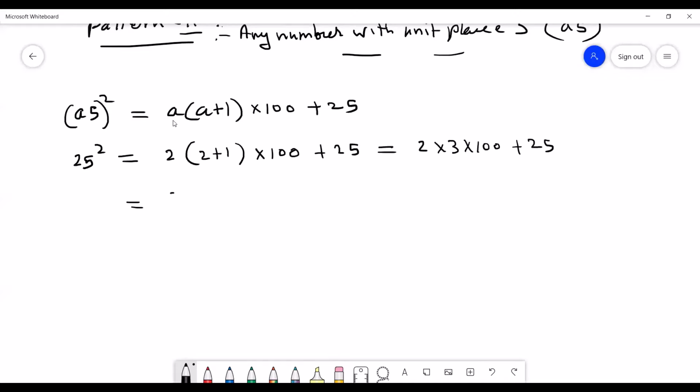2 into 3 is 6. 6 into 100 is 600. 600 plus 25. So in total we are getting 625. So we get the answer here.